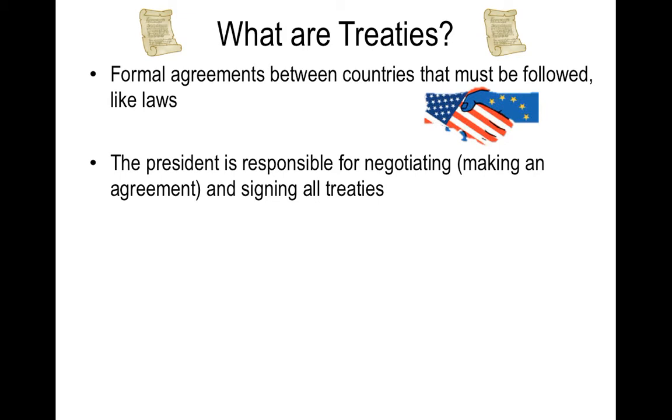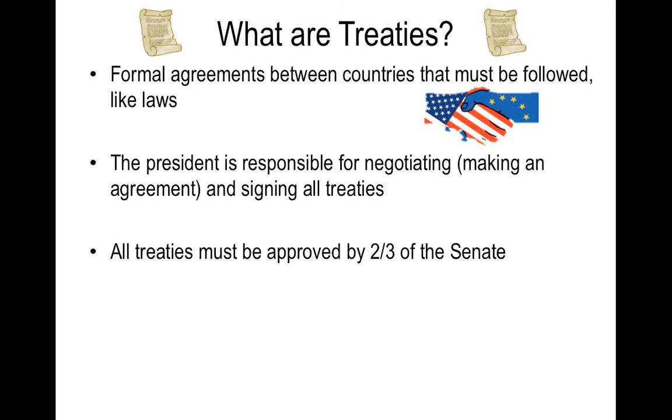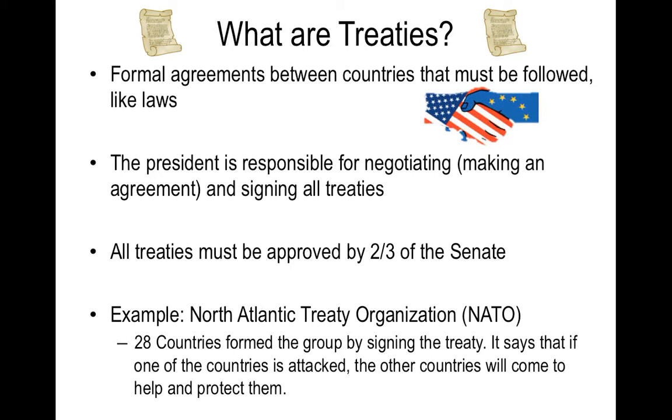Okay, so the president will meet with the leaders of other countries and get them to agree upon something and then sign a treaty. Now, like we know, there's checks and a balance with everything, and all treaties must be approved by 2/3 of the Senate. An example of this is the North Atlantic Treaty Organization, also known as NATO. 28 countries form this group by signing the NATO treaty. It says that if one of the countries is attacked, the other 27 countries will come to their help and protect them by sending them troops, by sending them money, by sending them foreign aid.